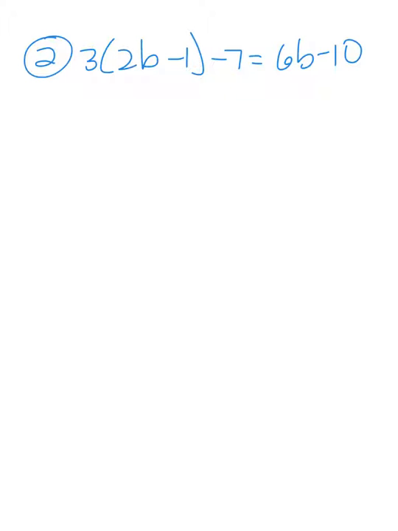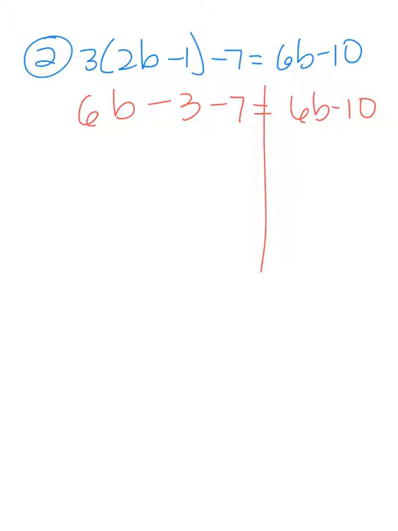In my next equation, I have 3 times the quantity of 2b minus 1 minus 7 is equal to 6b minus 10. So again, I'm going to get rid of my parentheses by distributing. So I get 6b minus 3 minus 7 is equal to 6b minus 10. On my left-hand side, I combine my terms. I have 6b minus 10 is equal to 6b minus 10. Now we're going to go back to that step in a little bit. If you notice, it's the same thing on either side.